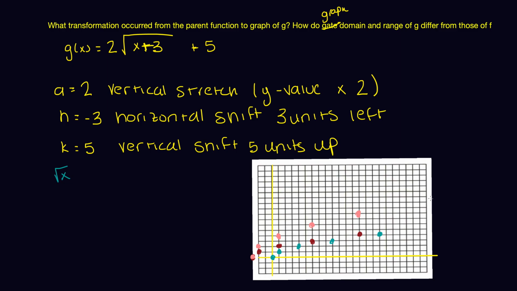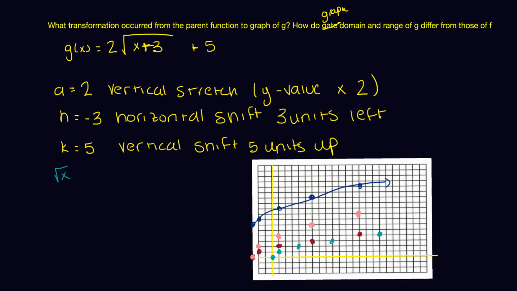And now I'm going to shift everything up 5 units. So 1, 2, 3, 4, 5. There's only 1 unit to down and to the left, so I'm just going to put that there. 1, 2, 3, 4, 5. So now here is a transformed function.